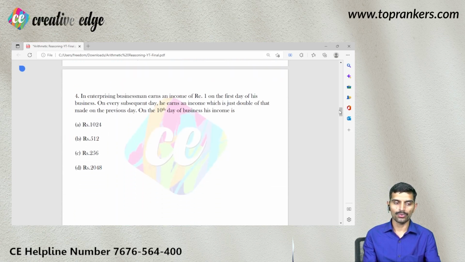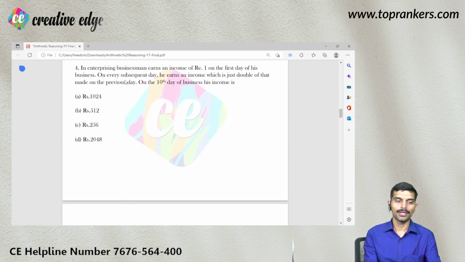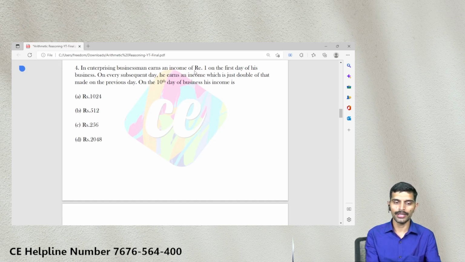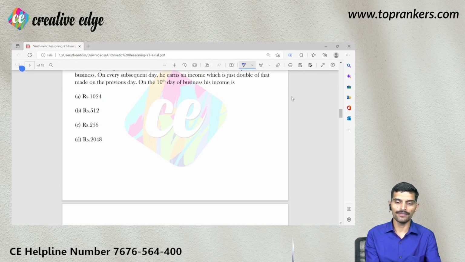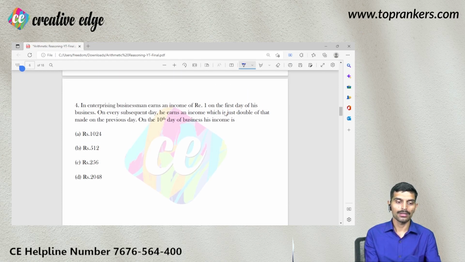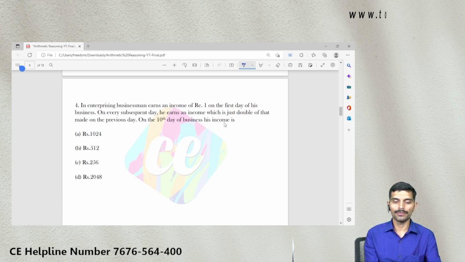Let's move to the next question. An enterprising businessman earns an income of rupees 1 on the first day of his business. On every subsequent day, he earns an income which is just double that of the previous day, right? On the 10th day of the business, his income was.